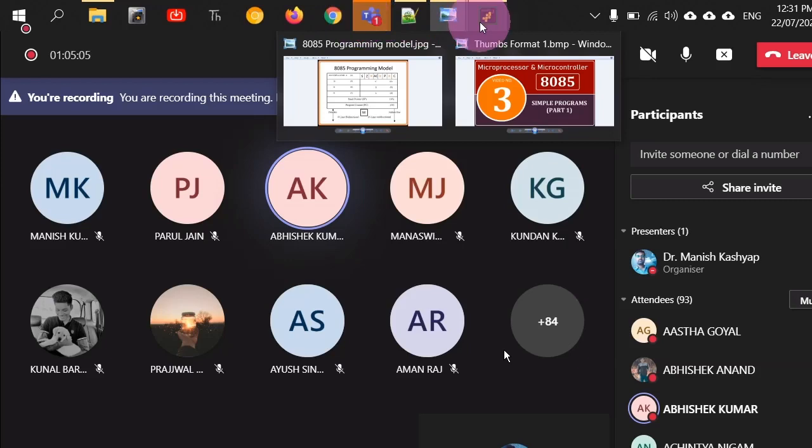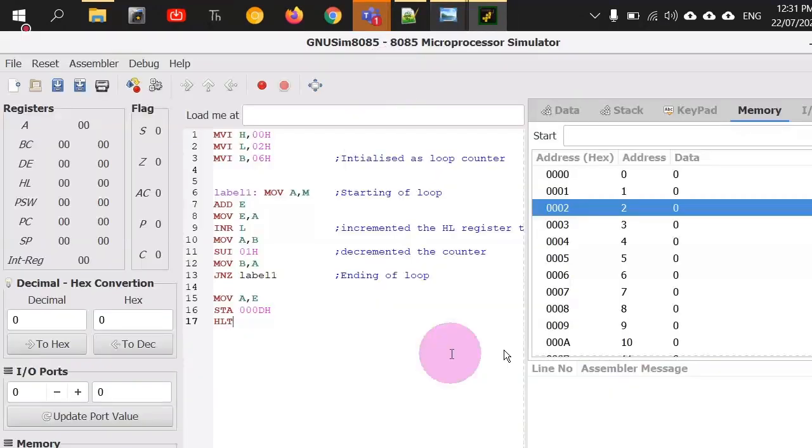Sir, how does the processor know that jump not equal to 0 is applicable to the B register? Because if somehow another register also becomes 0, then... Yeah, I'm telling you the answer to that. It's a very valid and good question. How will the processor know that it has to look for the B register? So it's not that the processor will be looking for the B register.